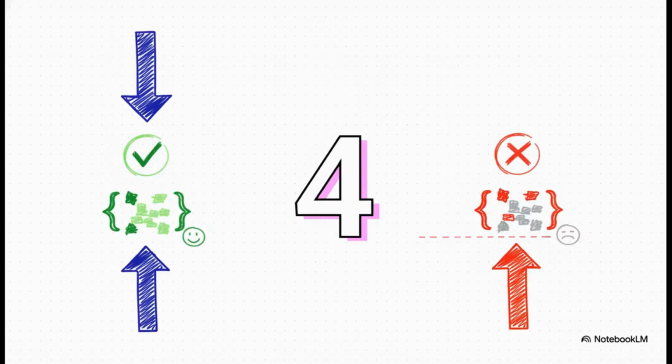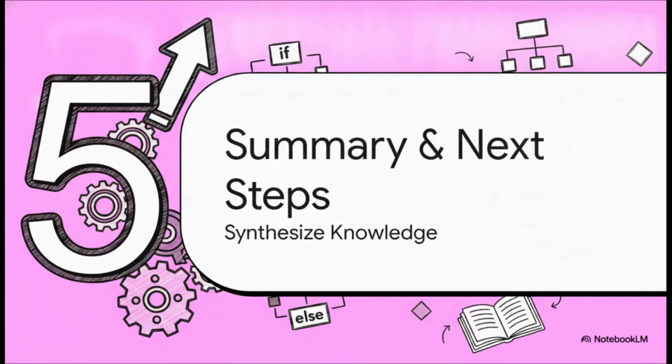Now let's try 4. 4 divided by 2 gives a remainder of exactly 0. 0 does equal 0, which means it evaluates to true. The program jumps right into the if block, prints even number, and then immediately exits the entire structure, skipping the else block entirely.